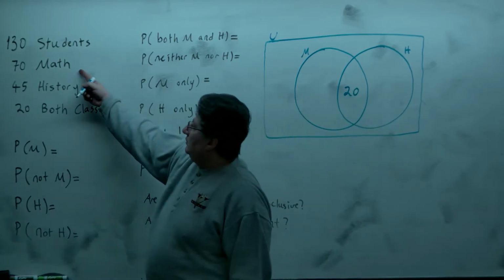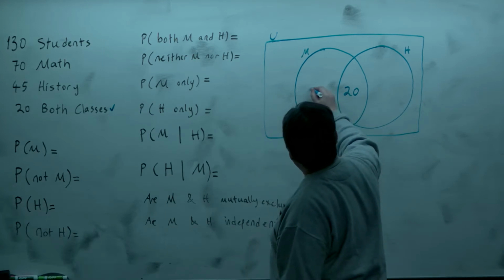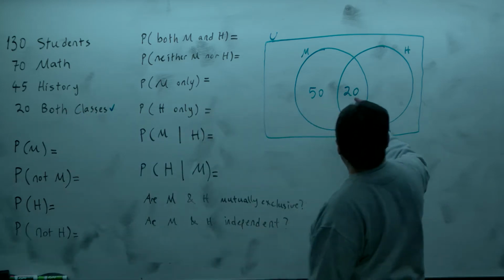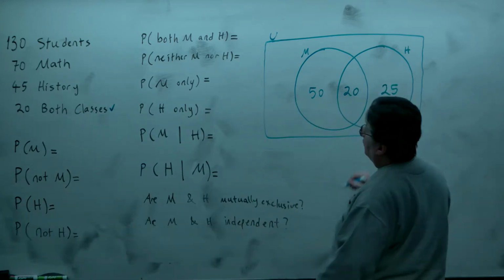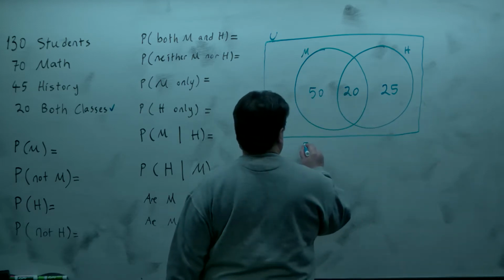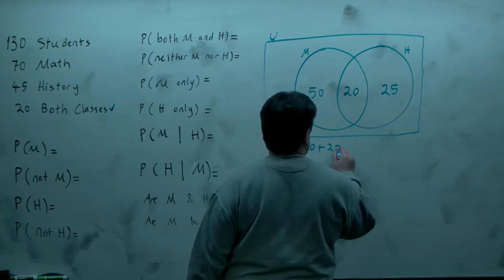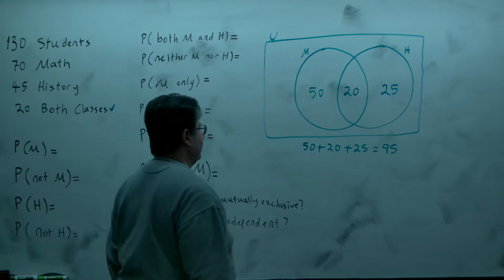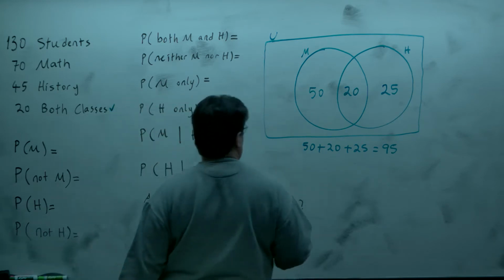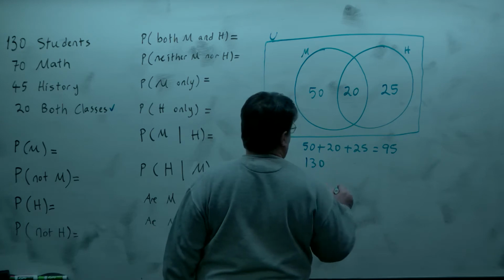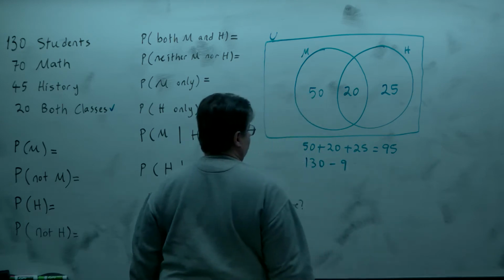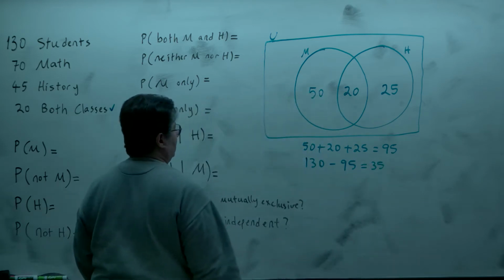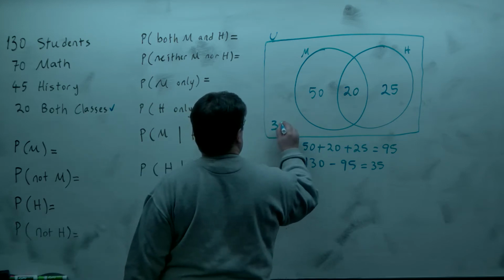70 people take math. 20 are here. That means 50 are here. 45 students take history. 20 are here, that means 25 are here. And then we add these up. 50 plus 20 plus 25, we get 95 students. And a total of 130 students we have. And 130 minus 95, 35 students out of this 130 students are not taking any of these classes.